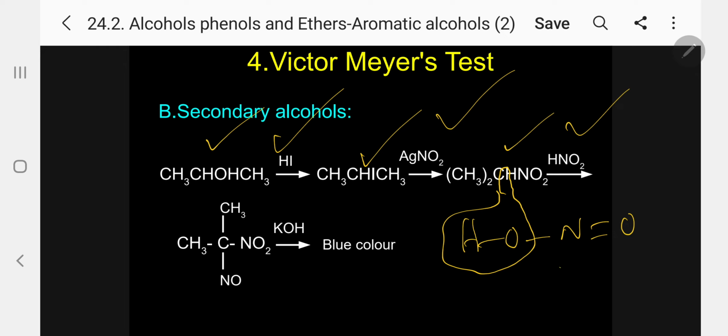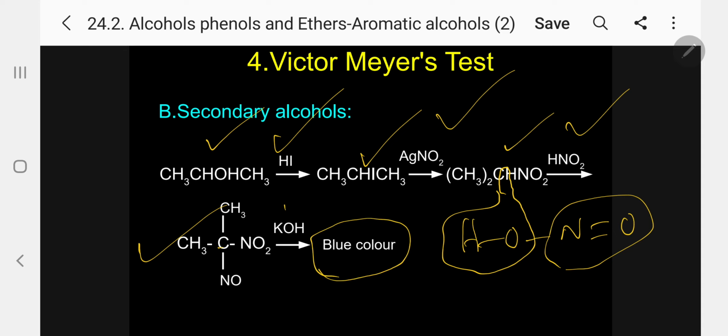So it will take this water, kindly follow. So what will happen now? NO will be attached to carbon. You are getting this compound. When you treat with potassium hydroxide, the color is blue. There is no substitution, no reaction, but the color is blue. Kindly follow. So secondary, remember, blue.